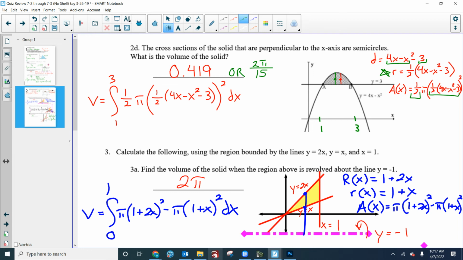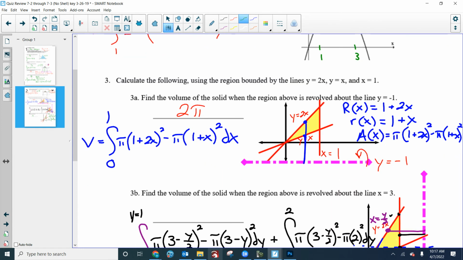Next one was kind of a wonky region, wasn't it? Did all the line segments bother you? Now, for part A, we're going around the line y equals -1. So you had this radius, which is 1 plus 2x. You had this radius, which is 1 plus x. Pi r squared minus pi r squared from 0 to 1. So that x equals 1 line was a stop sign here, wasn't it? The x equals 1 line was stack, stack, stack, stack, stack, washers, stop. What kind of shape would this be?